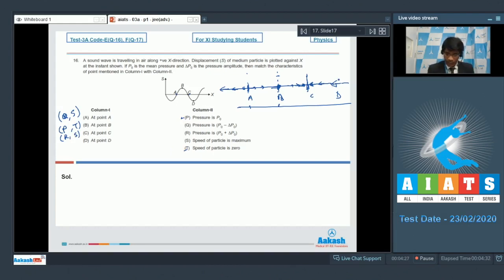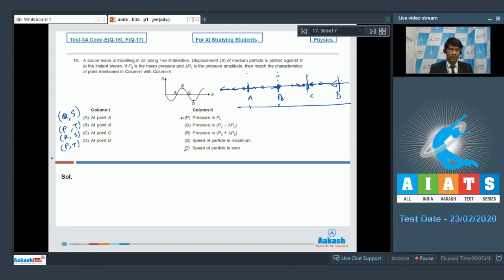At the point D, yet again the pressure will be at its average value P0, that means P will be the correct match. And the speed of the particle, on the similar basis as we gave the argument for the point B, will be how much? 0. So T will be the correct match here.